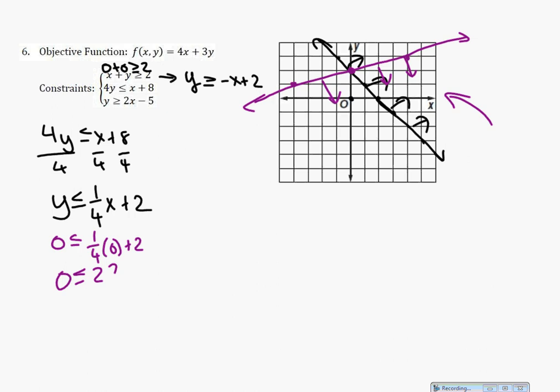For the last one, y greater than or equal to 2x minus 5. So I'm at negative 5, up 2 over 1, up 2 over 1, up 2 over 1, up 2 over 1. It's going to look like that.